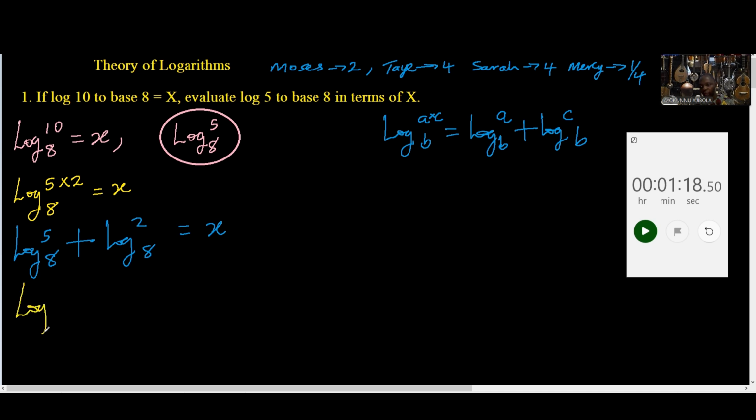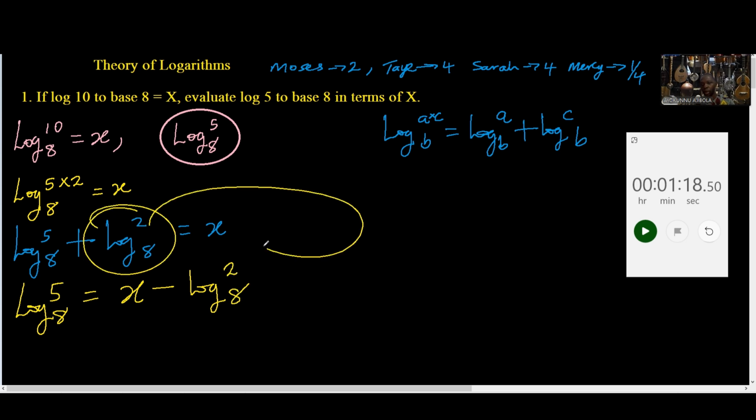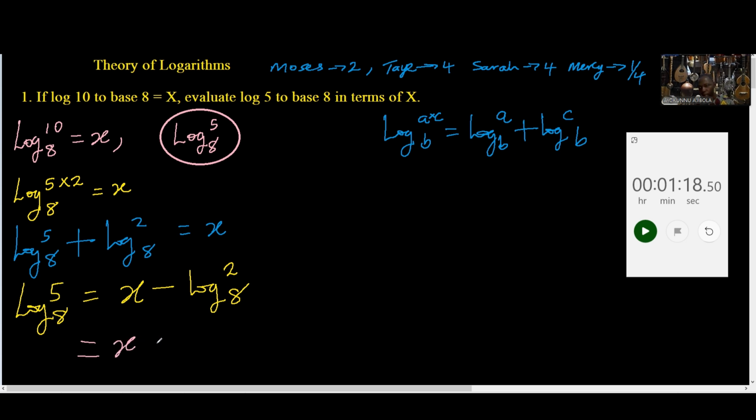So that means we're finding log 5 base 8, and that will be x minus log 2 base 8, because this one is going to come outside to become minus. It was positive. Are you getting that? Yes, sir. So it is now the right hand side we're going to deal with to get our final answer, because this is what we are finding. So how do we combine this? It's going to be x minus log of 2 base 2 raised to power 3, because 2 raised to power 3 gives me 8.